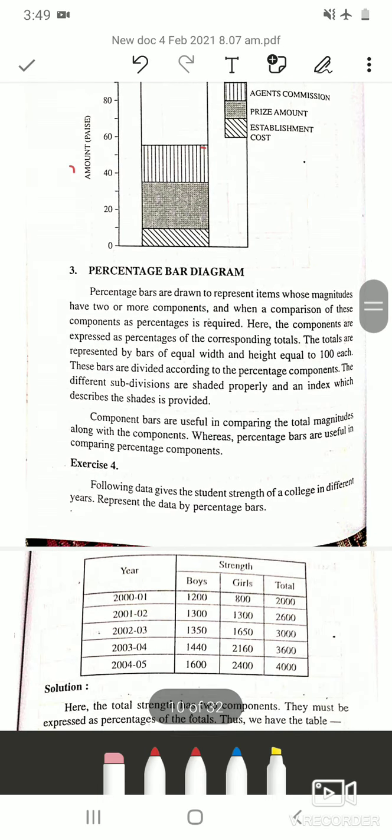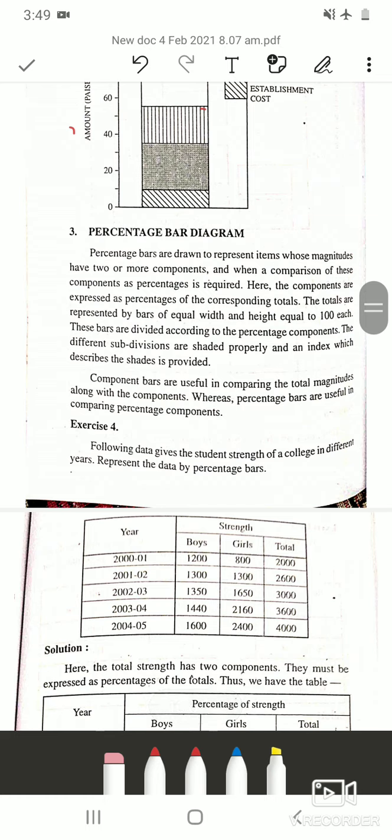So the next type of bar diagram is the percentage bar diagram. Percentage bar diagrams are drawn to represent items whose magnitudes have two or more components, and when comparison of these components as percentages is required. So as the name itself indicates, we use a percentage bar diagram whenever the comparison of two or more components has to be done in terms of percentage.